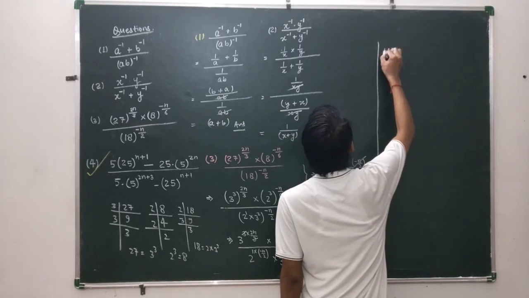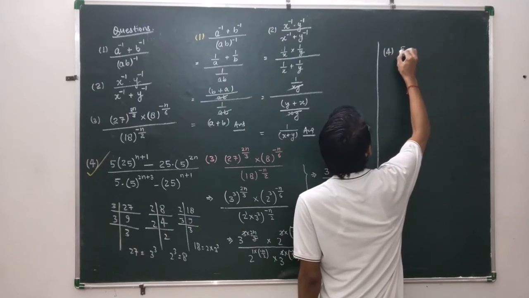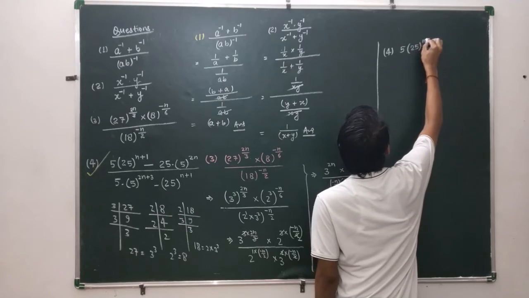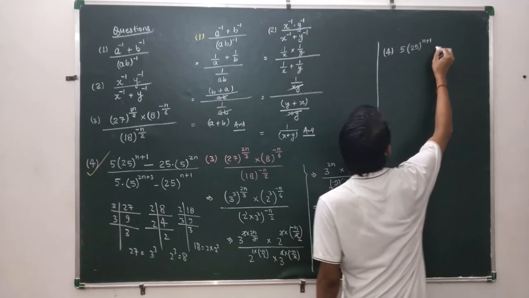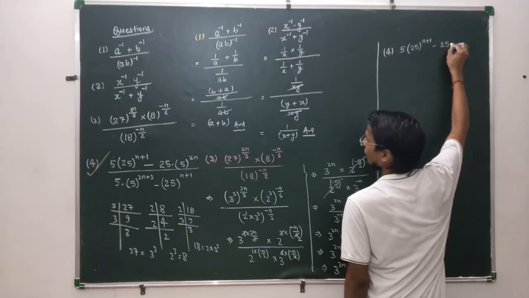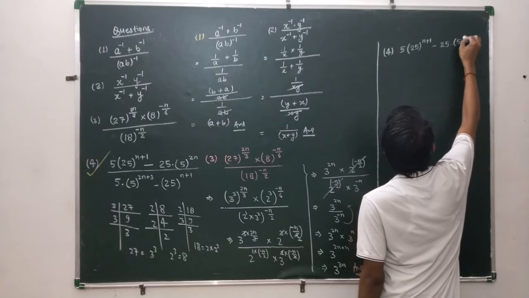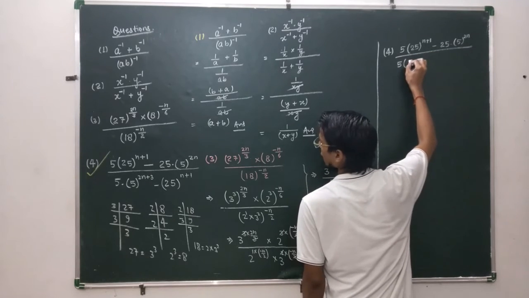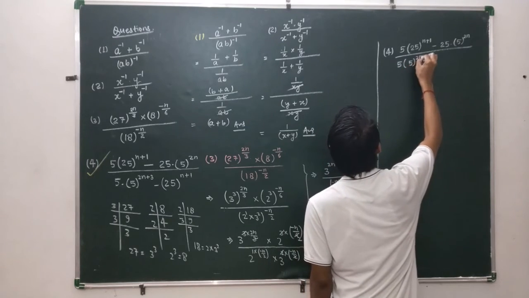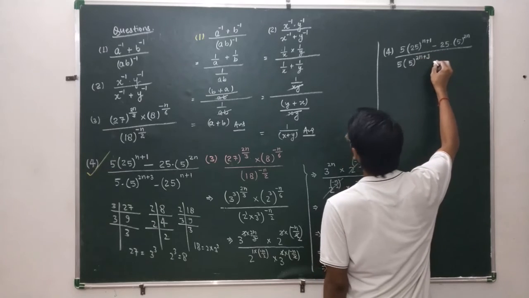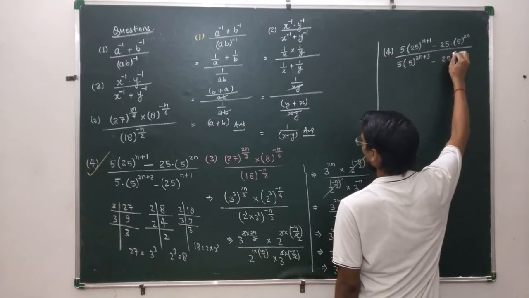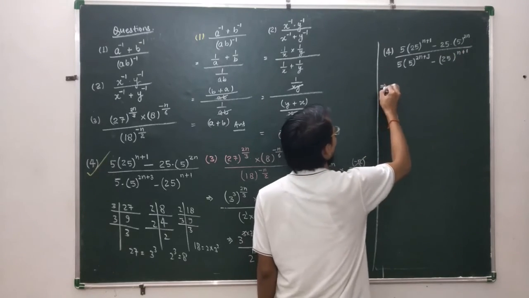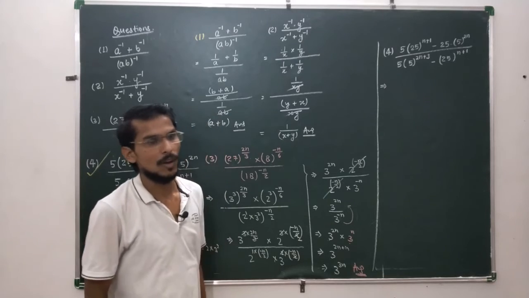Question number 4. 5 into 25 to the power n plus 1 minus 25 into 5 to the power 2n, upon 5 into 5 to the power 2n plus 3 minus 25 to the power n plus 1. So you know 25 can be written as 5 square.